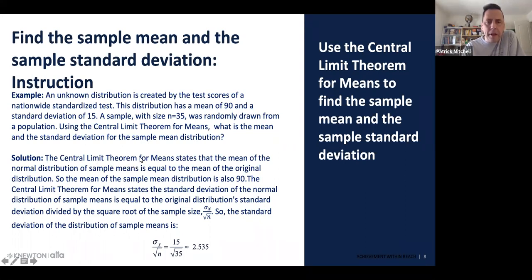The central limit theorem for means says that the mean of the normal distribution of sample means is equal to the mean of the original distribution. So the mean of the sample mean distribution will also be 90. The central limit theorem also says that the standard deviation of this new sampling distribution is sigma divided by the square root of n. So if our samples are size 35, then the standard deviation of our sampling distribution is going to be 15 divided by the square root of 35. That comes out to about 2.535.